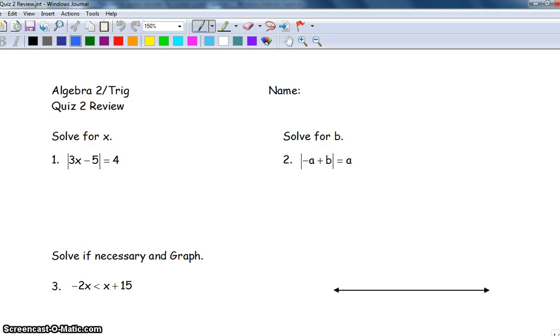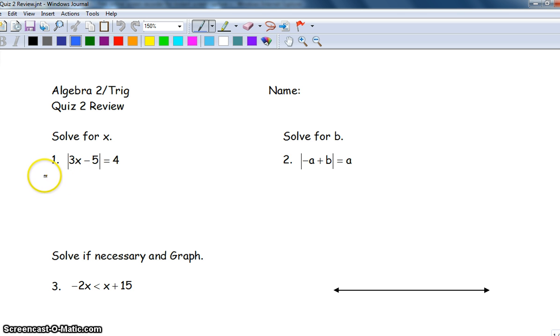Alright, today's video is going to be a review for our second quiz for our first chapter. Let's start by reviewing how to solve absolute value equations. Remember, there's a difference between absolute value equations and absolute value inequalities. When you have an absolute value equation, you're going to set up two equations.